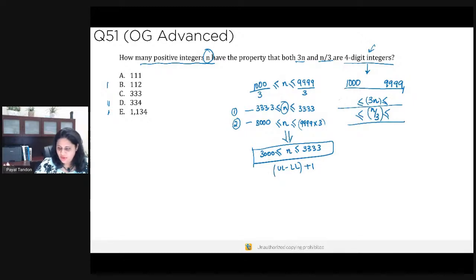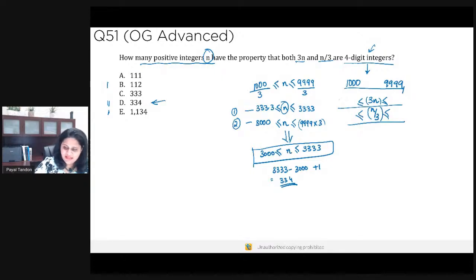So you need to apply that. Now, when I do that, what do I get? I simply get 3333 minus 3000, plus 1, which is equal to 334, right? So that's my answer, right? Choice D, right? But there is something not quite right with this.